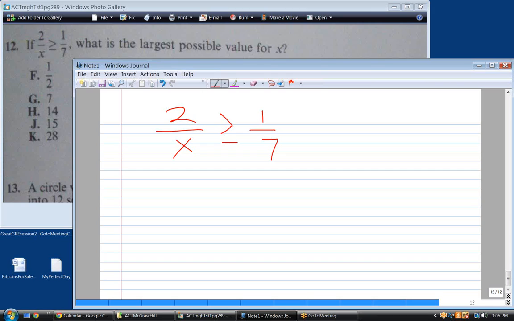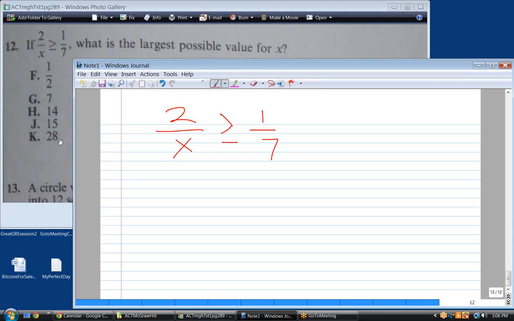Back solving. Always think back solving. If you cannot answer or figure out a question, always think back solving as your method of last resort. In other words, it says what is the largest possible value of x. So we know where to start.